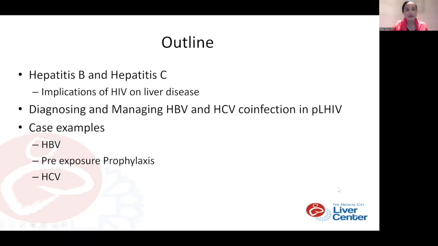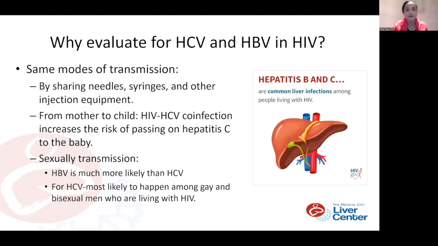So here's a brief outline of what we'll talk about this morning. We'll go through hepatitis B and C and the importance and implications of HIV on the course of liver disease in our patients who are co-infected. We'll talk about diagnosing and managing hepatitis B and hepatitis C co-infection in patients living with HIV, and review the discussion this morning through case examples on HBV vaccination, pre-exposure prophylaxis, and hepatitis C.